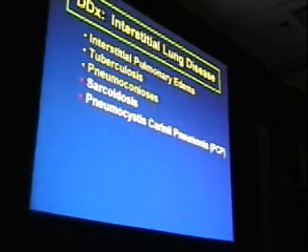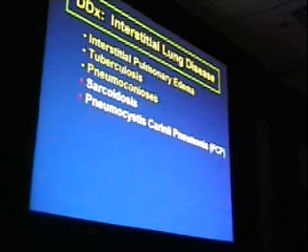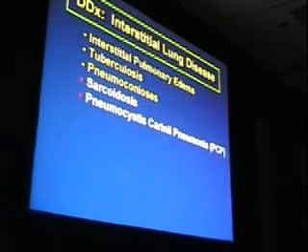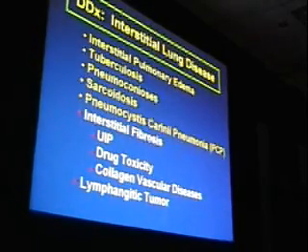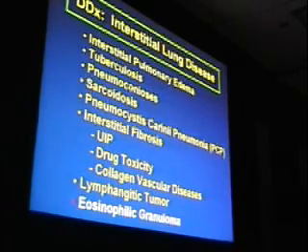You want to keep in mind sarcoidosis and PCP. Again, two diseases that we encounter not infrequently. And finally, the interstitial fibrosis diseases, including UIP, drug toxicities, collagen vascular diseases, and lymphangitic tumor. And finally, on this differential, eosinophilic granuloma. If it's none of the above, that's a good thing to talk about.